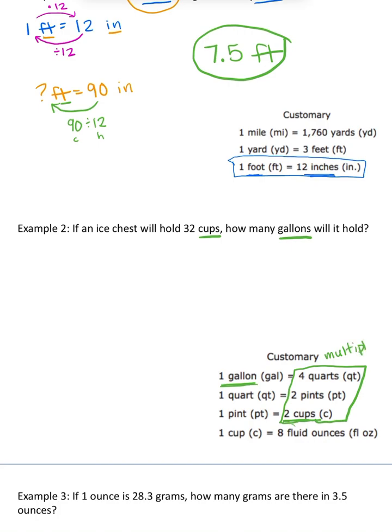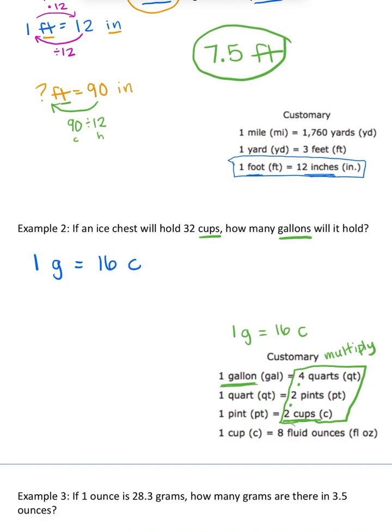So I'm going to do 2 times 2 times 4. So 2 times 2 is 4, and then 4 times 4 is 16. So actually, I have 1 gallon equals 16 cups. So like I said before, this is the most important piece. So I'm going to write that here. 1 gallon equals 16 cups.